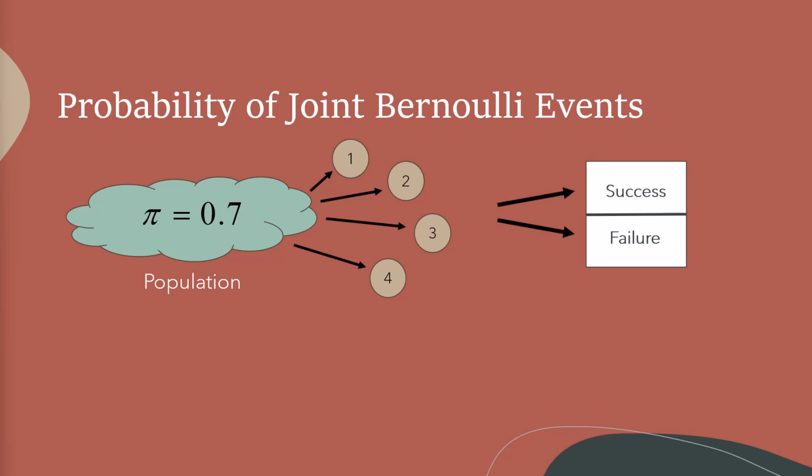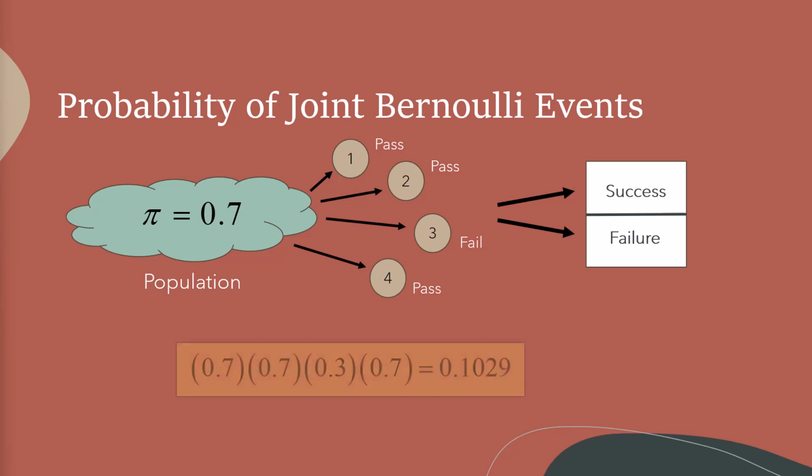Let's suppose again that it is taking a test, and we have 3 individuals that pass and 1 individual that fails the test. What is the probability that this will happen? If we have chosen these individuals independently, all we have to do is multiply together the individual probabilities, like this: 0.7 times 0.7 times 0.3 times 0.7, and that yields 0.1029. So the probability of this particular sequence of Bernoulli events is 0.1029, or about 10%.